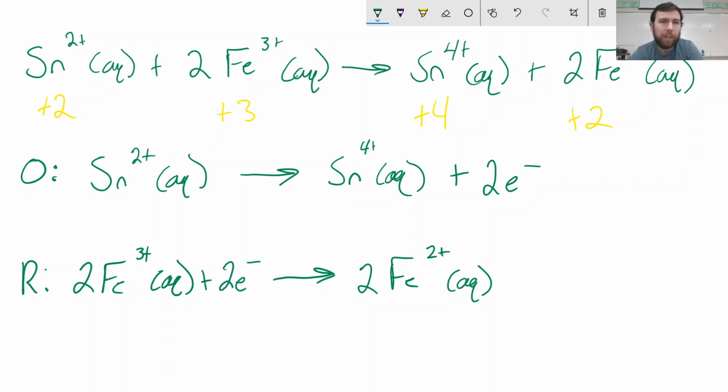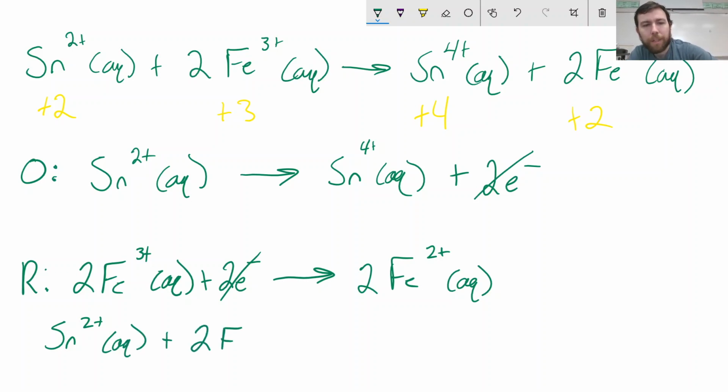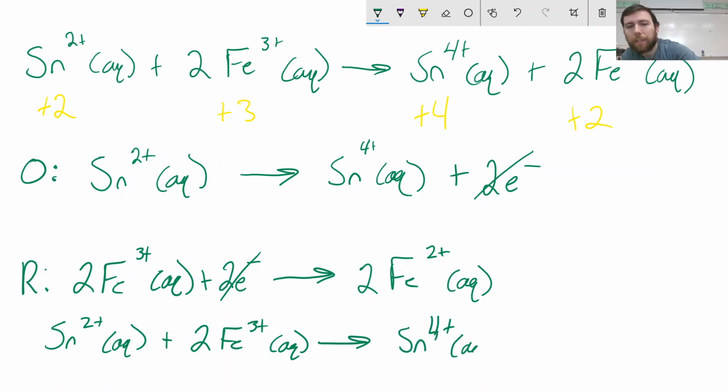And man, this one works out really nicely, right? So if we were to combine everything, we see that the 2 electrons would be canceling out, so our balanced redox reaction is actually the same reaction that we started with. So we had Sn2+ (aq) plus 2 Fe3+ (aq) produces Sn4+ (aq) plus 2 Fe2+ (aq).